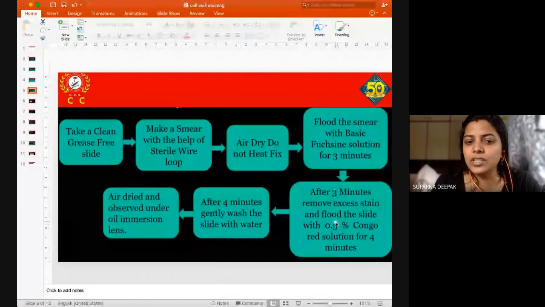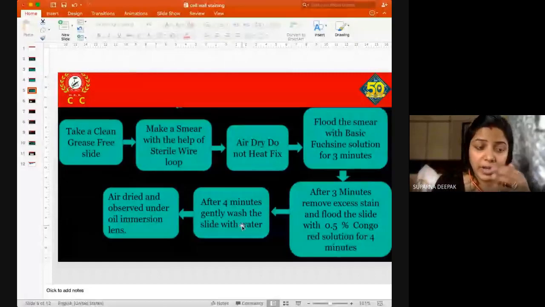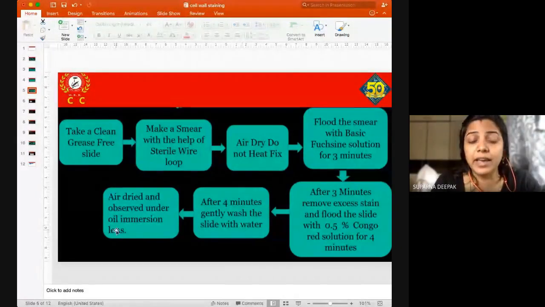And after 4 minutes, you will just give a gentle wash to the slide with water. Once the washing is done, you will again air dry it, because you have to put oil on it, right? For putting the oil, it is very important that the slide is again air dried, and then you can observe under the oil immersion lens.